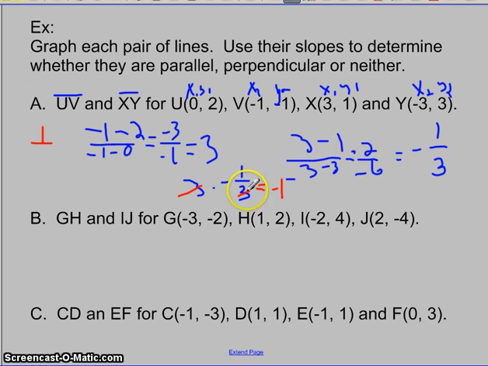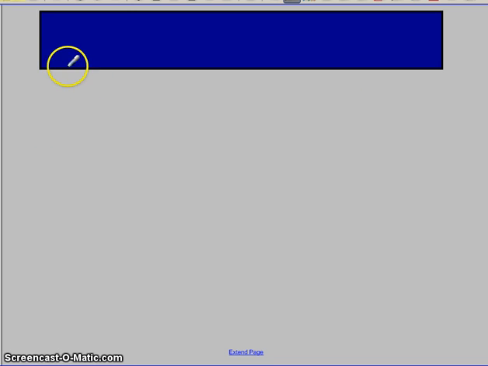Alright. If they came out to be the same thing, they would have been parallel. And if they weren't the same and they didn't multiply to negative 1, they would have been neither. So you're more than welcome to try those next two examples to see how it turns out.